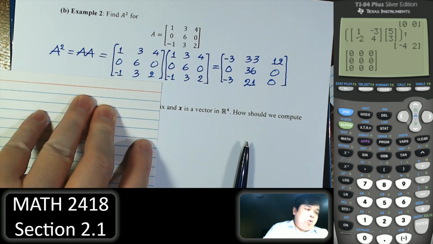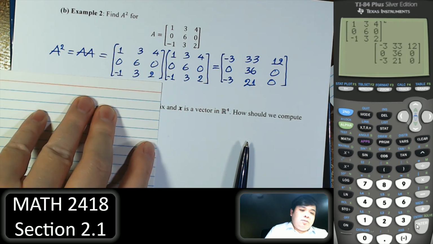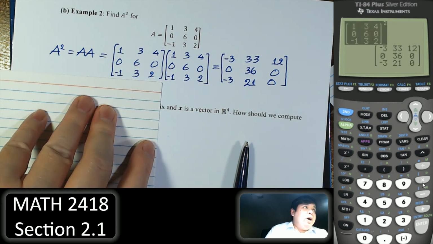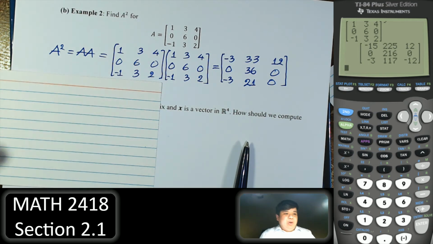Right, so we have 1, 3, 4, 0, 6, 0, negative 1, 3, and 2. We don't even need to multiply it by itself, just use the power. Of course, if we can square, we can cube, and we can just keep doing that for powers.